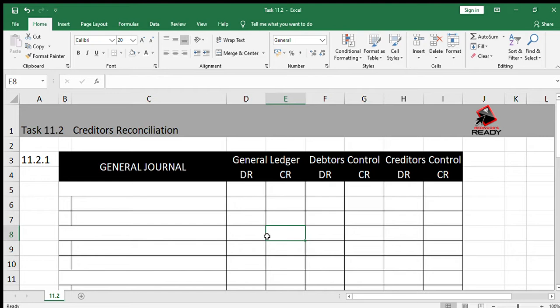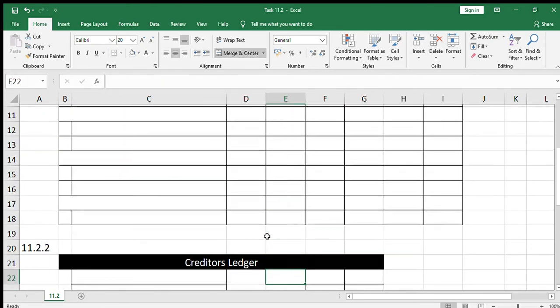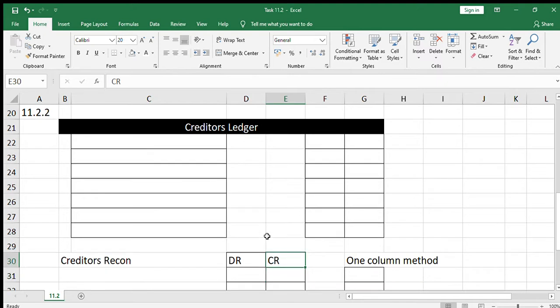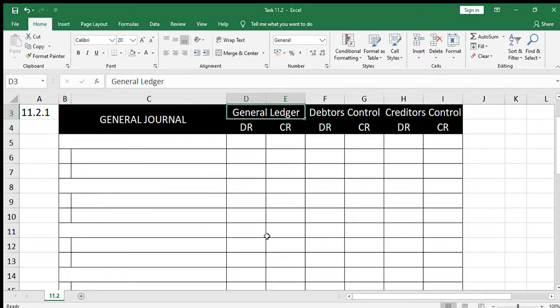In 11.2.1, we have to prepare some journal entries. In exams, generally journal entries are not as important, but we will obviously do some in these questions so that it will aid in the explanation for the actual work. And in 11.2.2, we're preparing a creditors reconciliation statement, which is one of the main parts. I've also added a creditors ledger, which I would like you guys to also do in your workbooks. So the main part of this is the creditors ledger and the creditors reconciliation.